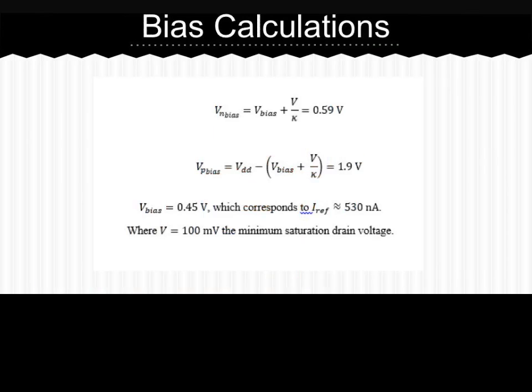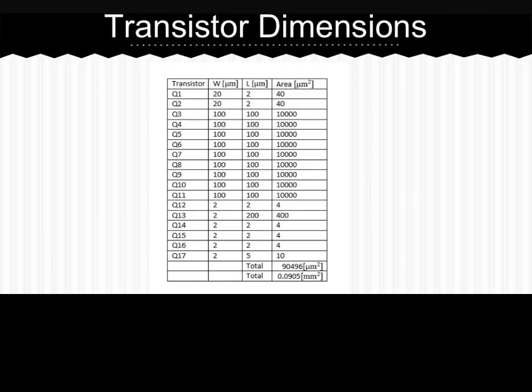To calculate some of the biases that we had to use for our cascodes, we use the following formulas, and we have implemented these voltages from our bootstrap using different dimensions of our transistors. Here's the list of our transistors and their sizes, and we can see here that our total size is about 0.09 millimeters squared.